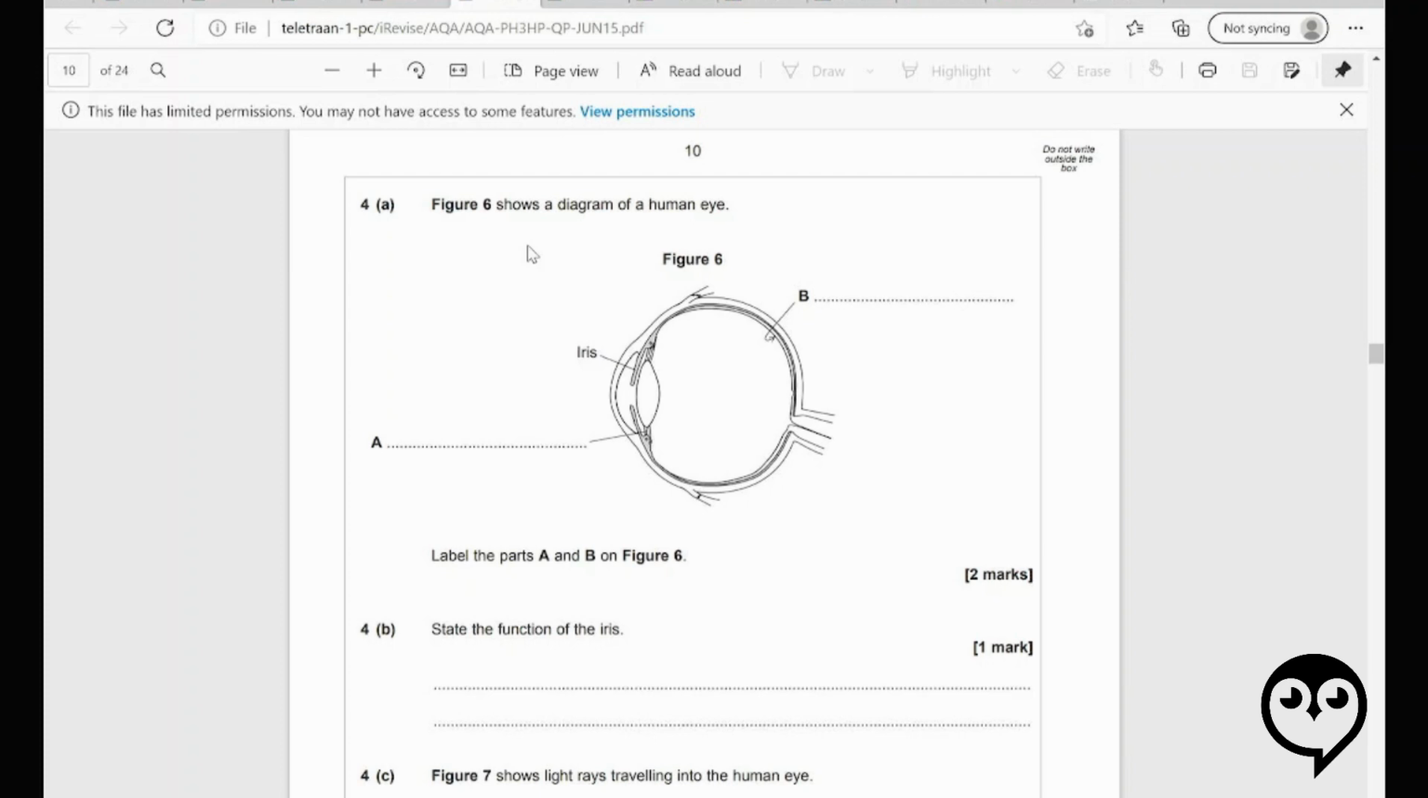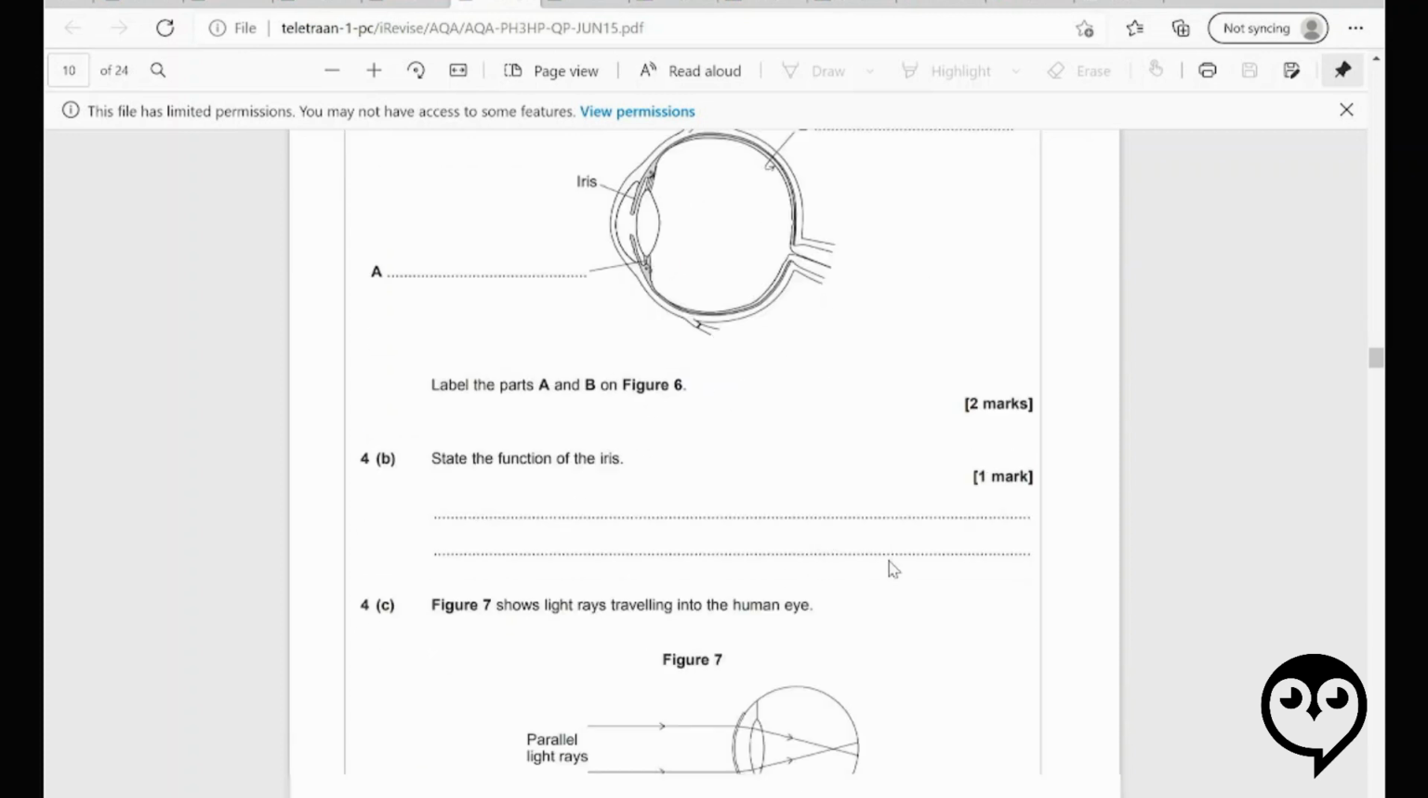Let's go on. This is the same paper. Number 4, diagram of the human eye. You need to know all the parts. B, I believe, is going to be the retina. A looks to me like the ciliary muscles. What's the function of the iris? The iris is what controls the size of the pupil. It controls the amount of light entering your eye. That's the colored part of your eye.